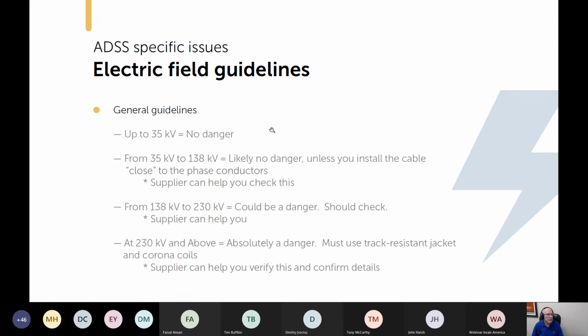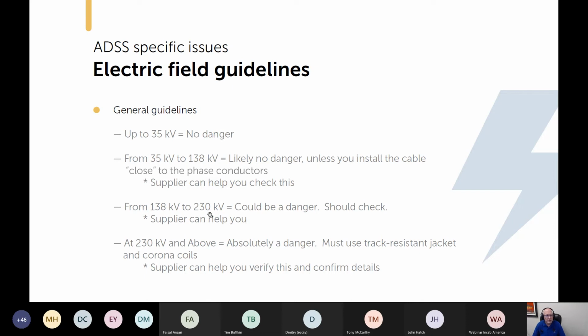So here are some general guidelines. Oh, I probably should have changed this to space potential guidelines. Anyway. Oh, well, it's really voltage guidelines. Anyway, you'll get the idea. Up to a 35 kV line, you don't really have to worry about tracking. From 35 kV to 138, usually there's no danger. You kind of have to try to get the cable too close to the phase conductors. Maybe at 115 kV and above, you should work with the supplier, just double check and be safe on that.